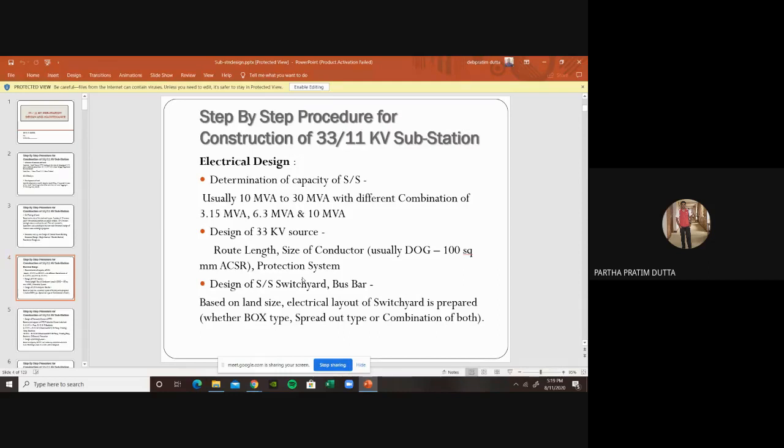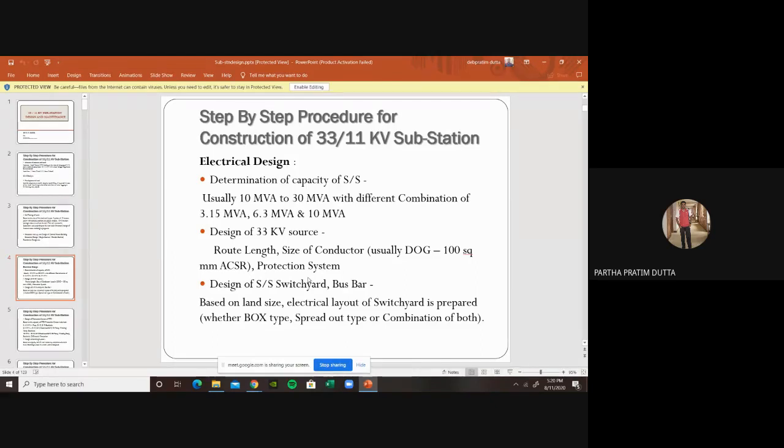Then again we have to go for enhancement of the capacity or find a separate land for building another substation. So in that case, we have ruled out the 3.15 MVA transformer right now. We usually go for 6.3 MVA or 10 MVA. So in that case, it's a combination.